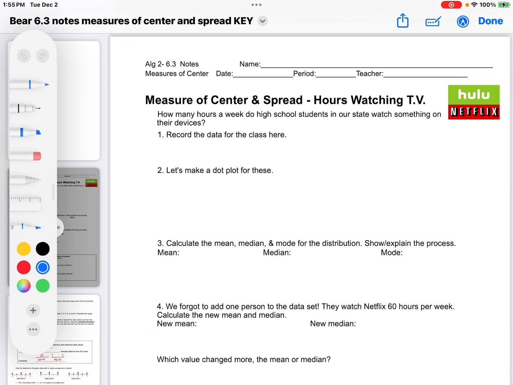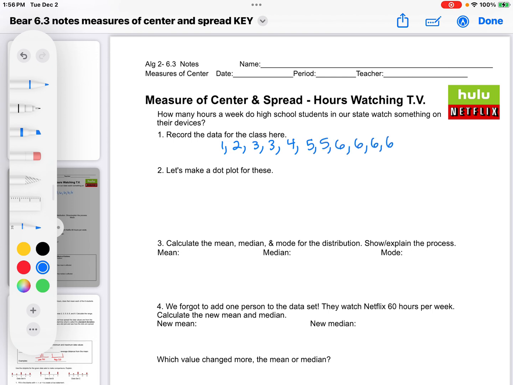So let's say I took a class of 10, okay? And let's say that one person said they watch maybe 1 hour of streaming. Another student said they watch 2 hours a week. Another couple of students said they watch 3 hours. Another student said 4. We had about 2 people that said 5. We had 4 people that said 6.